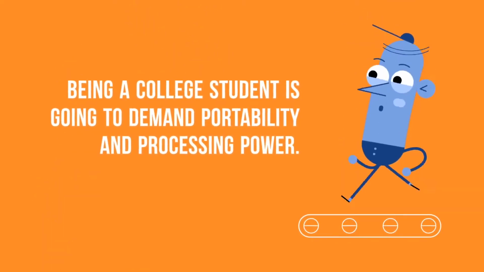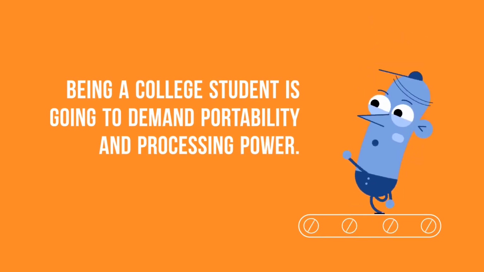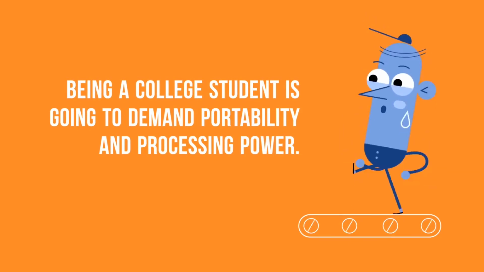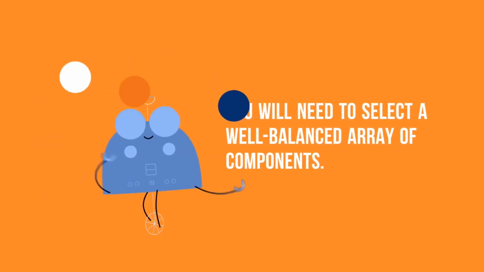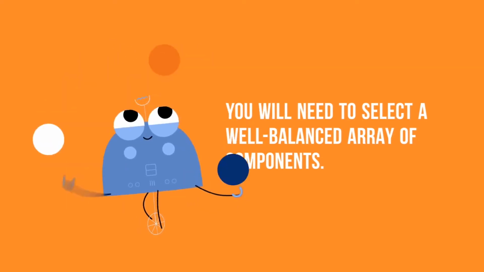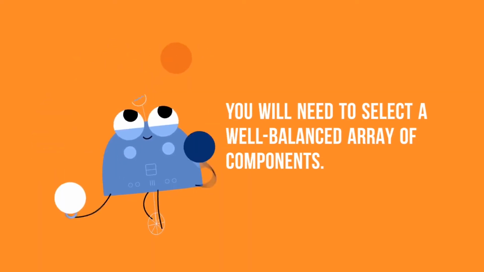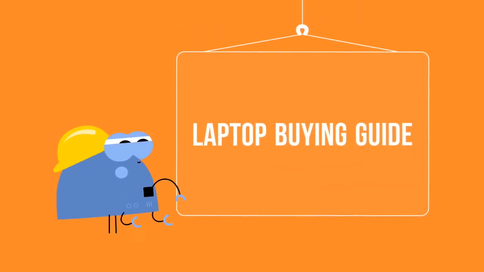Being a college student is going to demand portability and enough processing power so you can tackle any task assigned to you while on campus and on the go. Therefore, you will need to select a well-balanced array of components, and it is important that you understand which component is in charge of what. This brief guide will give you a clear picture of what to look for.